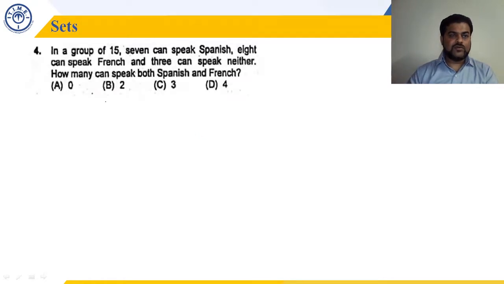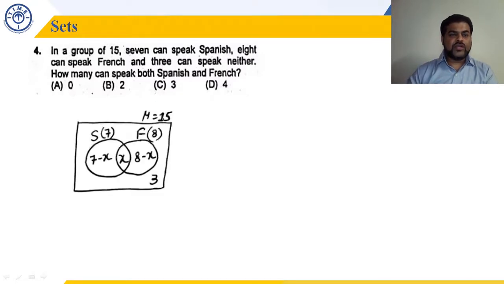Okay, let's look at this example. In a group of 15, 7 can speak Spanish, 8 can speak French, and 3 can speak neither. So how many can speak both Spanish and French? Okay, I hope the question is clear. You can take help of the Venn diagram to solve this.